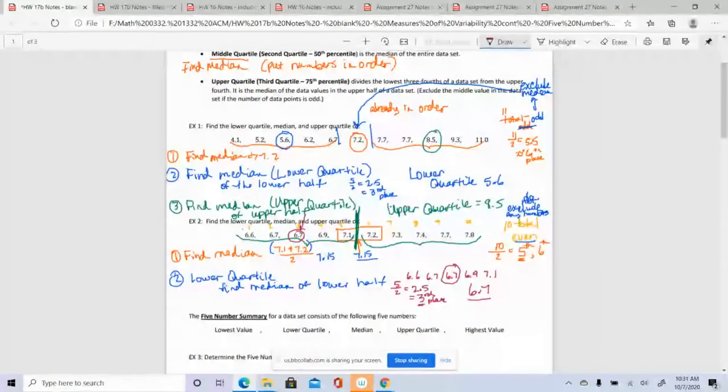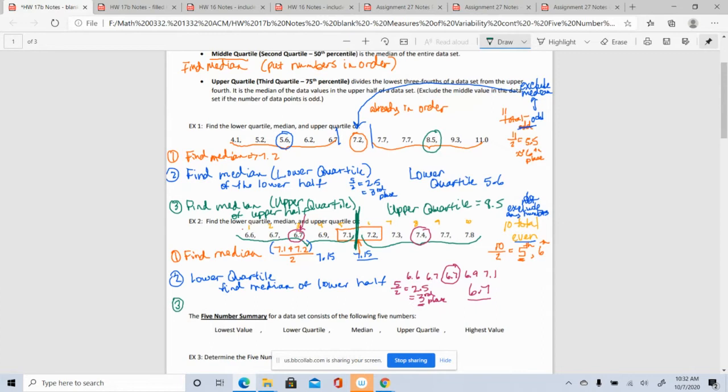Now again, you would do the same thing here, and in this case, I have 5 numbers. So I'm taking these 5 numbers, 1, 2, 3, 4, 5, dividing by 2 would give me 2.5, that rounds up to 3, the third place. Or I can just eyeball it and say, hey, I've got 5 numbers, and the one in the very middle is 7.4 for the upper quartile.